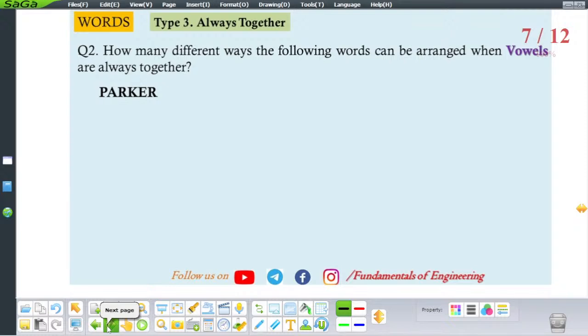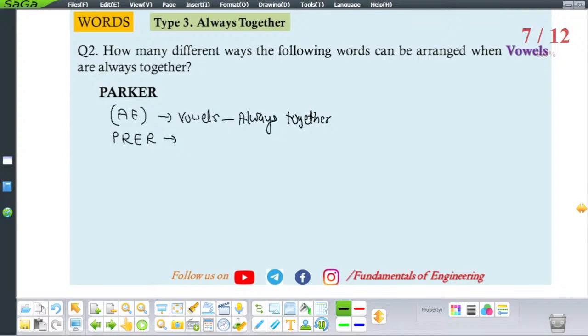Now there are repeated letters, that's why I have taken this other example. It is a 6-letter word: 1, 2, 3, 4, 5, 6. How many vowels are there? A and E, again A and E are the vowels, and they will always come together. Now the remaining are P, R, K and R. These are the consonants. So how many places will we get where this A can be placed?